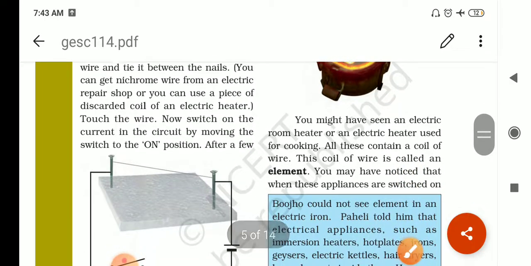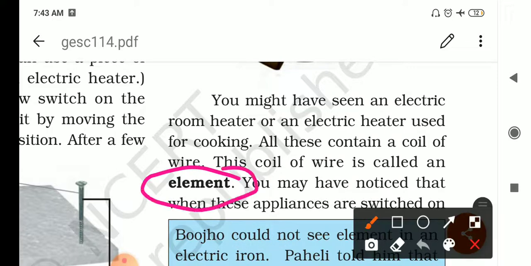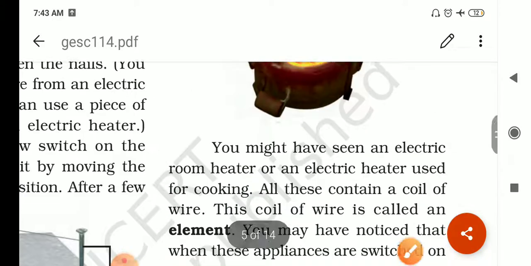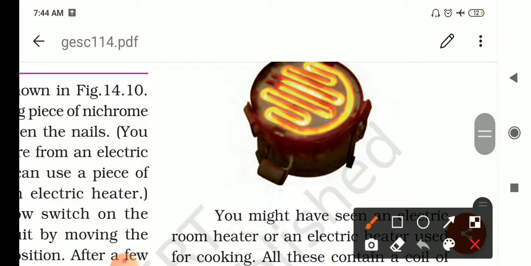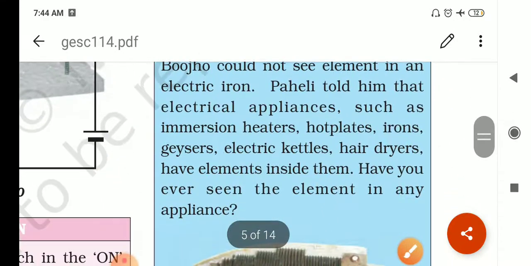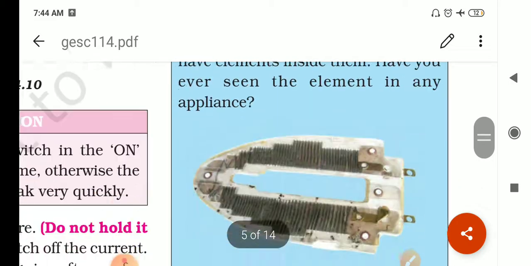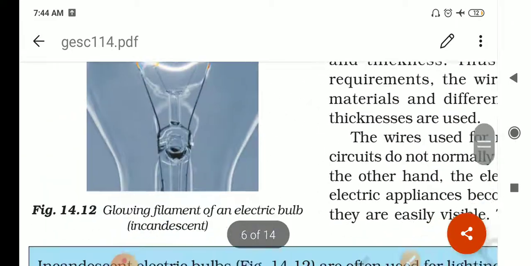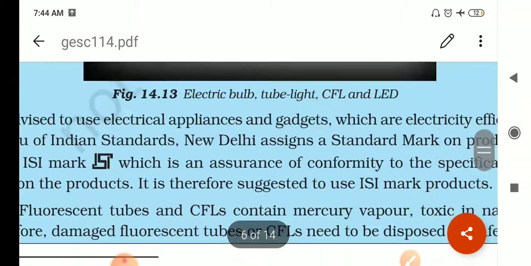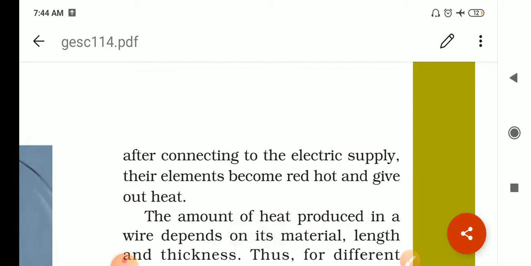Okay, now see, this coiling of wire is called element. What word you will use for this coiling of the heater, and whatever wire is in whichever apparatus, this coiling is called element, right? This is called element. Same type of element is also found in your iron. Now see, you may have noticed that when these appliances are switched on, then after some time what happens, it becomes red hot and gives heat and light.